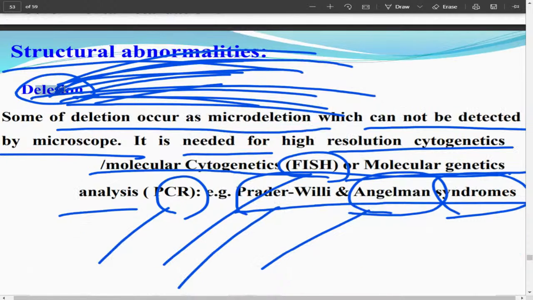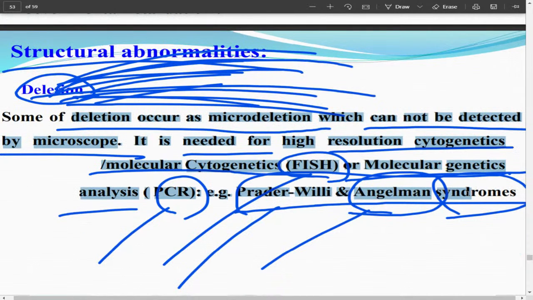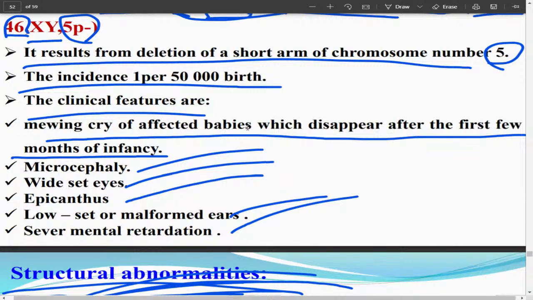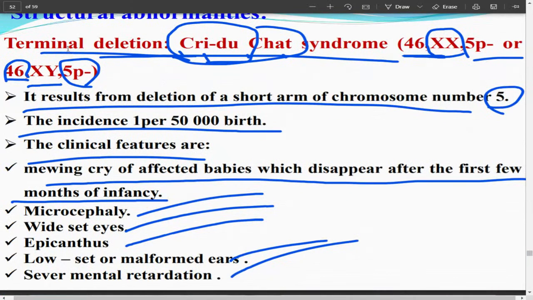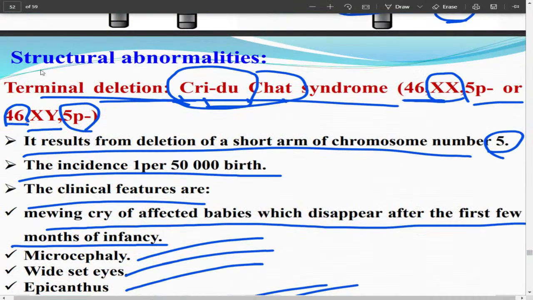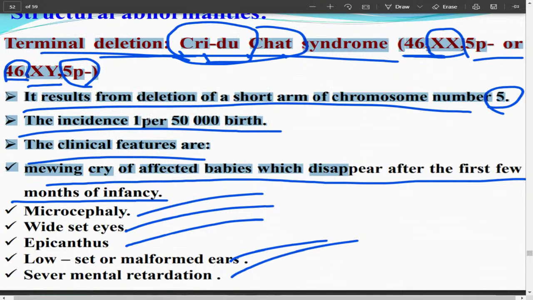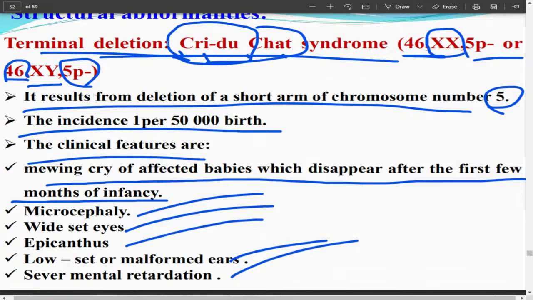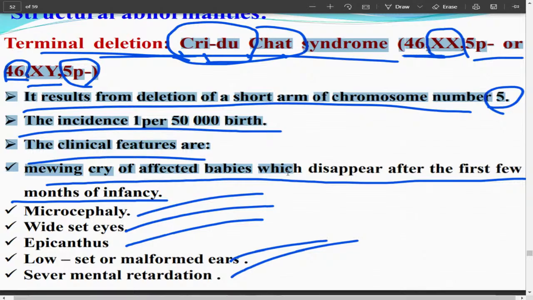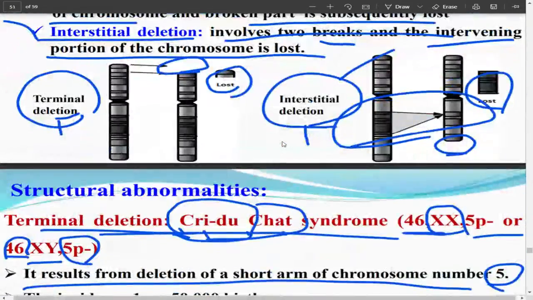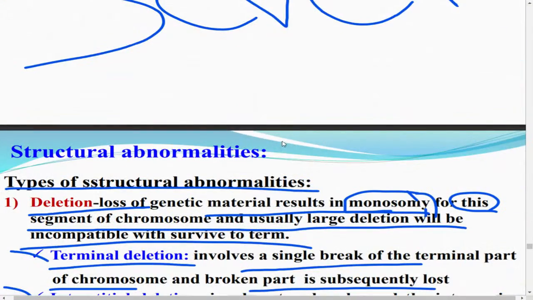We have the structural abnormalities. We have to study this very carefully next time. PCR, very important diseases that we'll be studying in depth in the future, hopefully. Then we have structural abnormalities, terminal deletion. Also cri-du-chat syndrome, very low survival rate, 1 in 50,000.